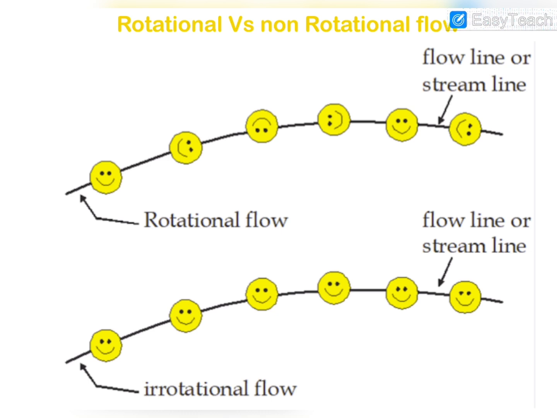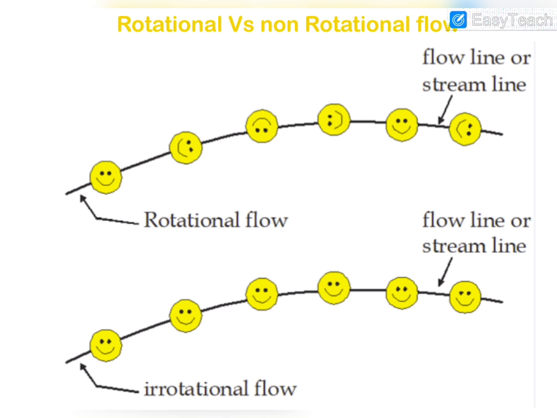Now there is another type of flow which is called rotational versus irrotational flow. See, when the liquid molecules are translating along the streamline as well as rotating on their axis like this, this type of flow is called rotational flow. And when the liquid molecules are just translating along the streamline and are not rotating about any axis, this type of flow is called irrotational flow.